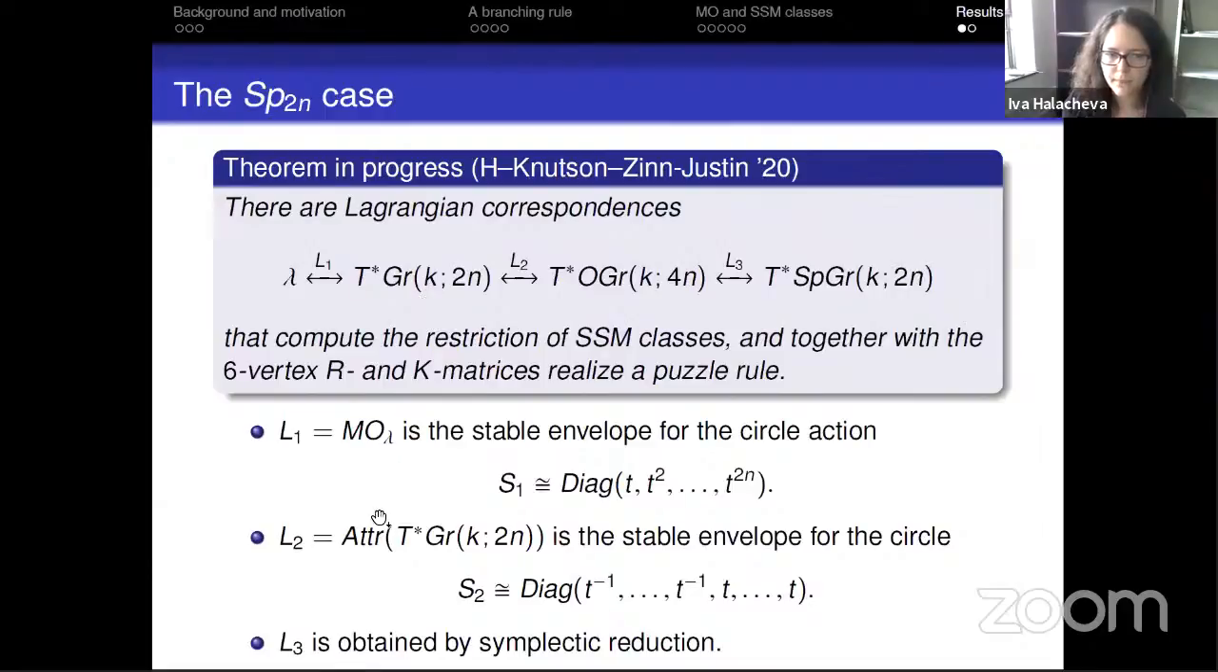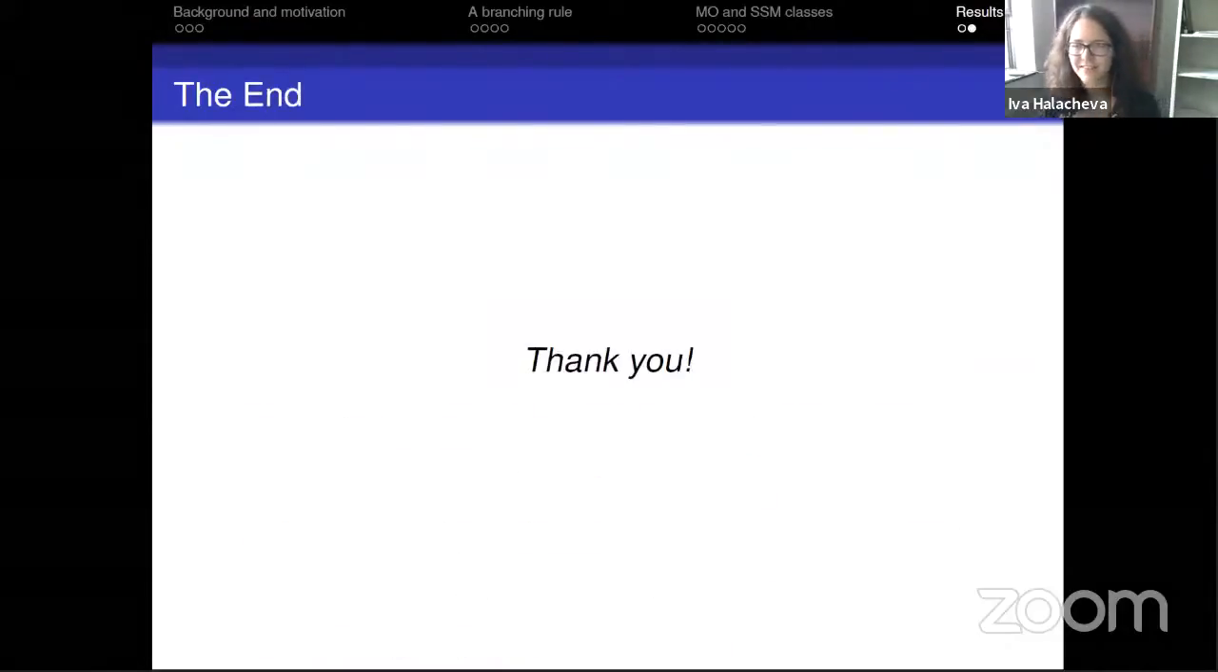And the first two Lagrangians here are stable envelopes. And the last one is a symplectic reduction. And these together with the six-vertex R and K matrices allow us to get a more generalized puzzle rule. I think I'll stop here, and thank you.